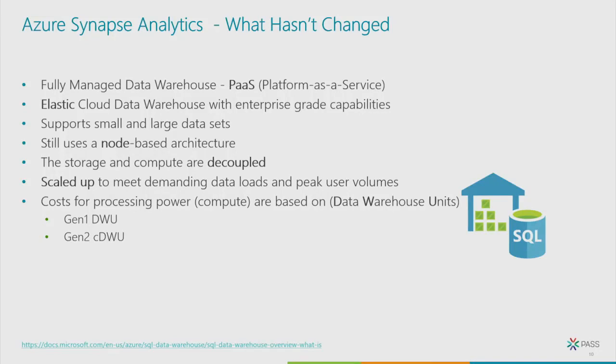So I just wanted to repeat what hasn't changed. Data warehouse is still platform as a service. It's elastic. You could scale it up, scale down, has the enterprise capabilities. It does support small and large data sets. When you do work with small data sets, there's some table design considerations to make it perform better, and we'll talk about that. It's a node architecture.